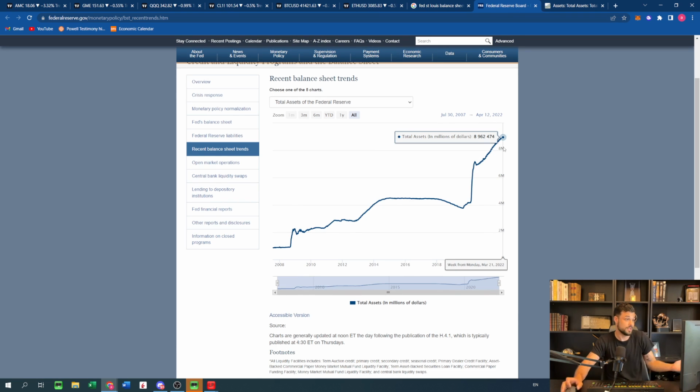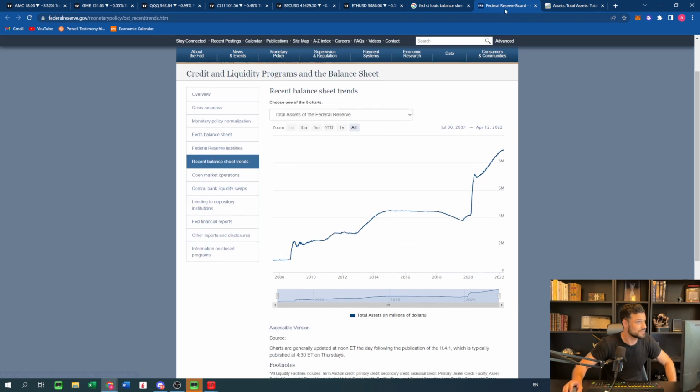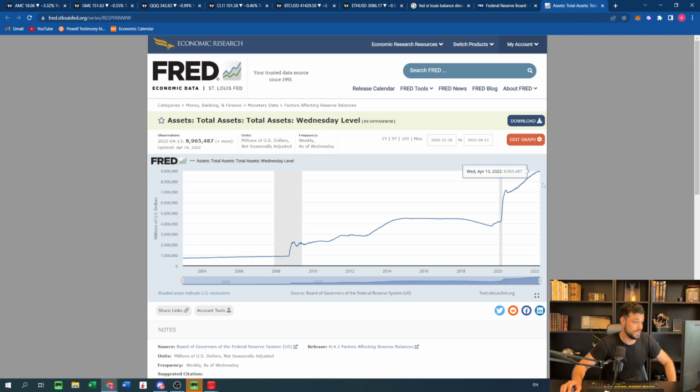Okay, but you see, 9 billion. All right, I said 7. Is it recent balance sheet trends? Am I looking at the right thing? Yeah, guys, you see. So this is data from April 6th. So this is a tapering, guys. You can see here. This was 208.